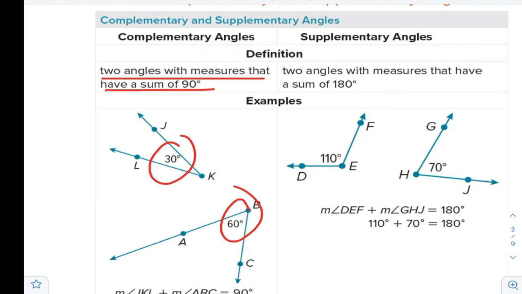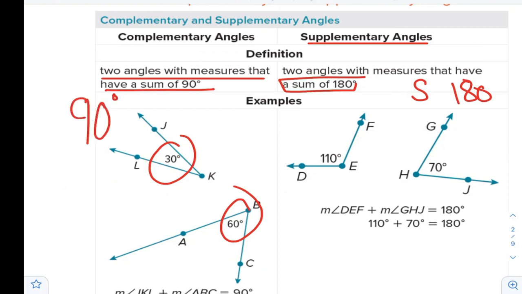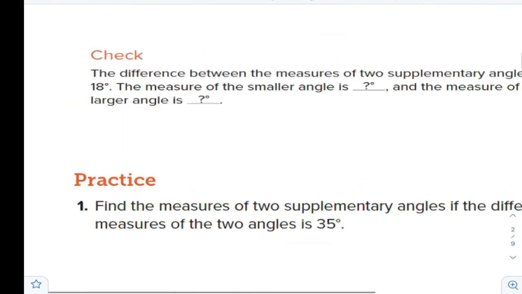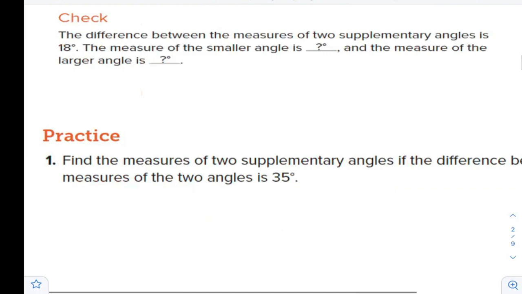Now, supplementary angles, they have a sum of 180 degrees. I always tell my students to remember the difference. S is looking like 8. So you can remember that supplementary have sum 180. Complementary is part of 90. So the complementary is the angles adding up to 90 degrees. Okay. And accordingly, we can solve exercises using these concepts.